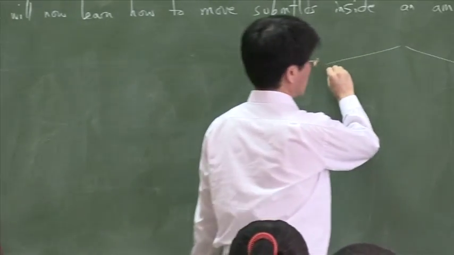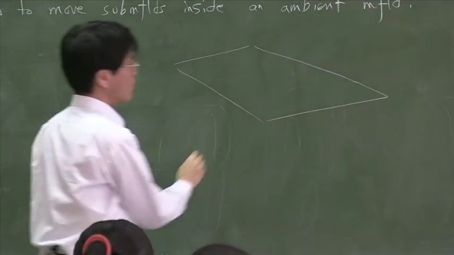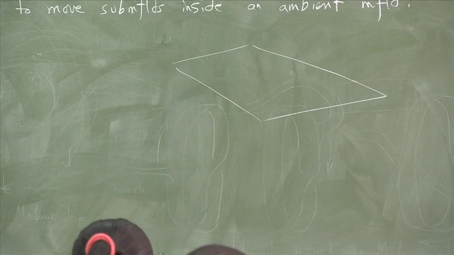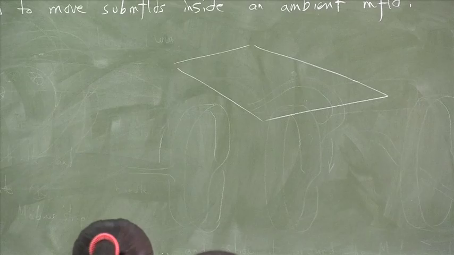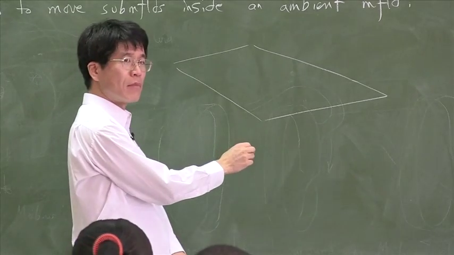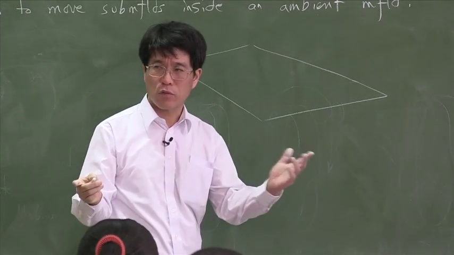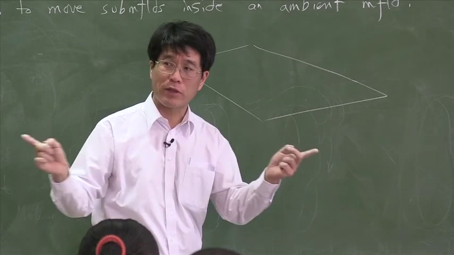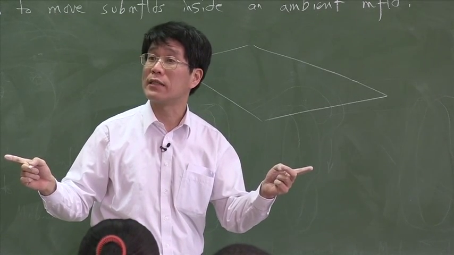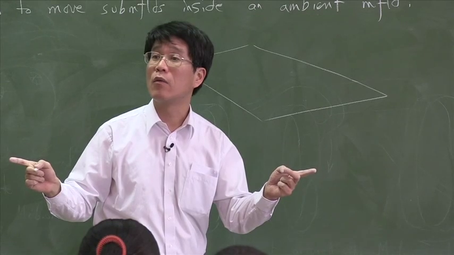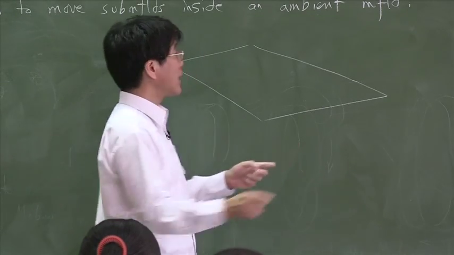On the plane R2, if you have two lines, how are they positioned with respect to each other? Do they cross or do they not cross? Two lines on the plane. What do you think? Well, they cross.